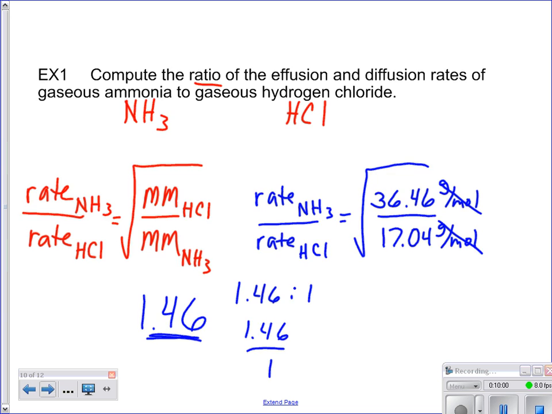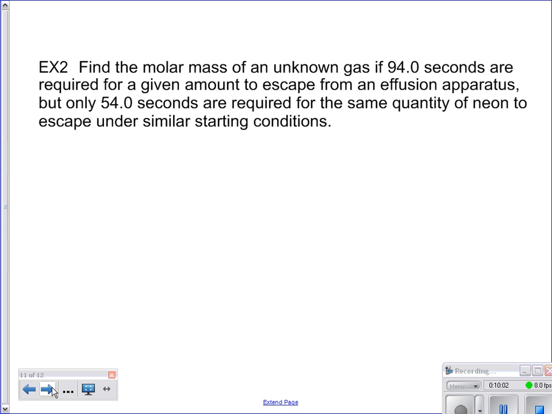Okay, next couple questions. This first one says find the molar mass of an unknown gas. So this is our unknown. It says 94 seconds are required for this unknown gas to escape from an effusion apparatus, but only 54 seconds are required to travel that same distance, right? Similar conditions for neon. So this is the time, 54 seconds is how long it takes neon to travel.